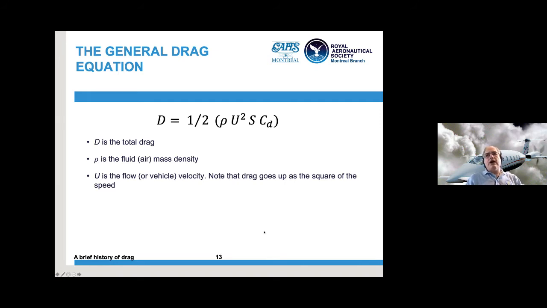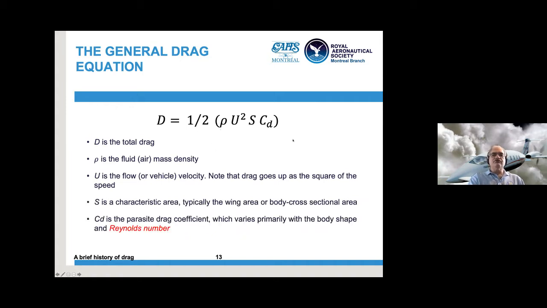And in fact, power depends on the cube of the speed because of the relationship between power and force. So if you want to double the speed, you need 8 times the power. That's why you don't see a lot of supersonic propeller airplanes out there. S is a representative area. Typically, we'll use the wing area. And CD is a coefficient of drag. What is it? It's the magic that makes the formula balance. And it's a function of this Reynolds number, which we'll come to.